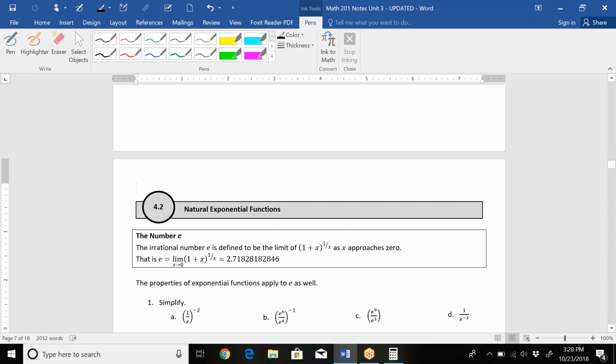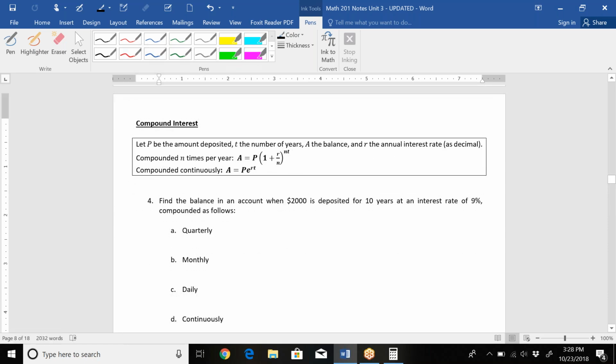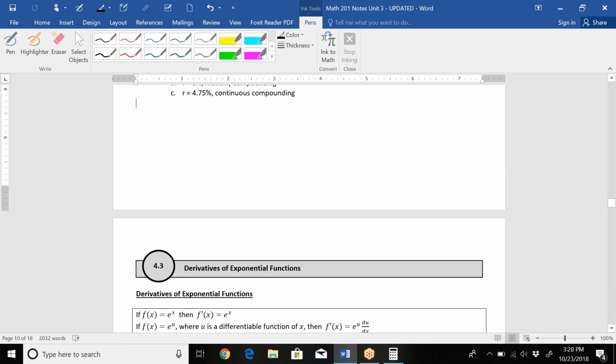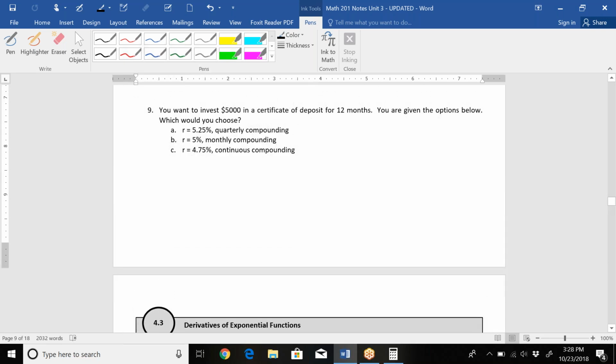But in 4.2, I did mark that we needed to do number 9. That's the one we skipped over. So let's do number 9. It says you want to invest $5,000 in a certificate of deposit for 12 months. You're given the options below.